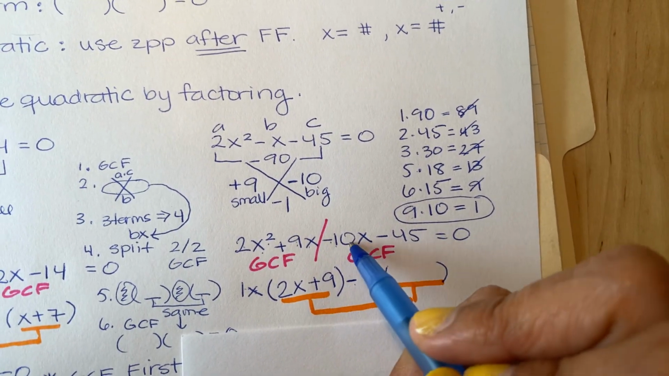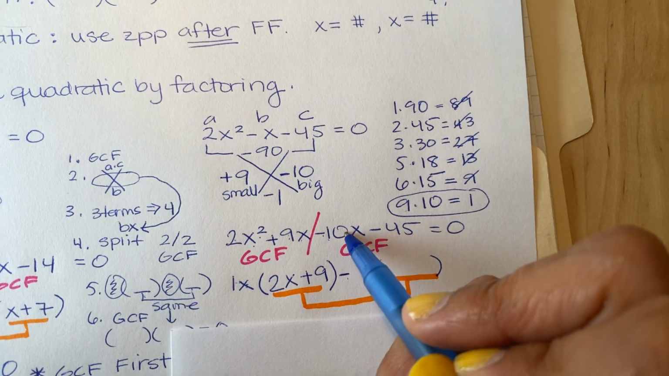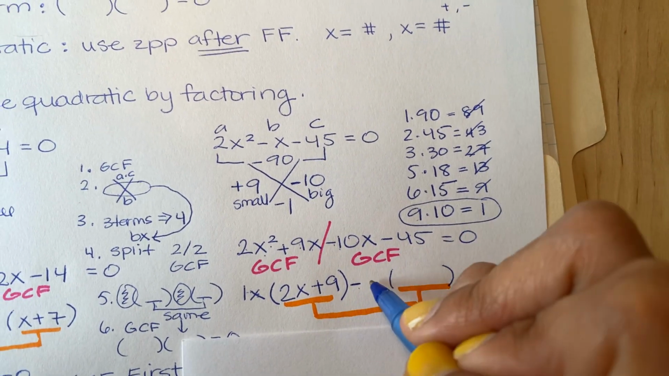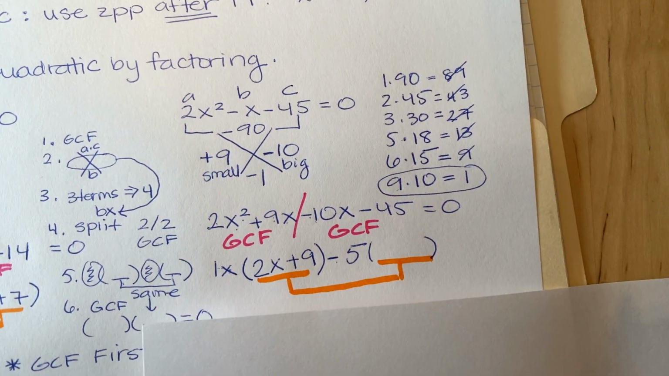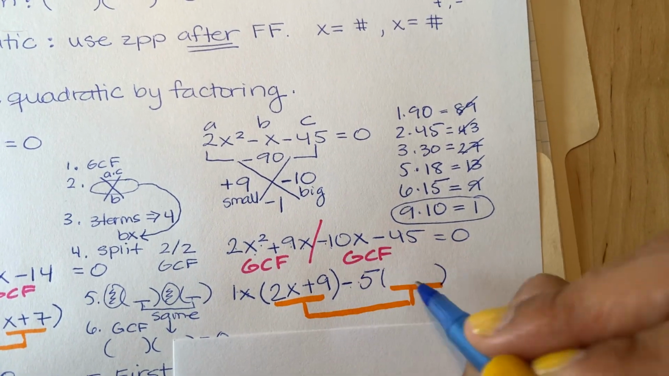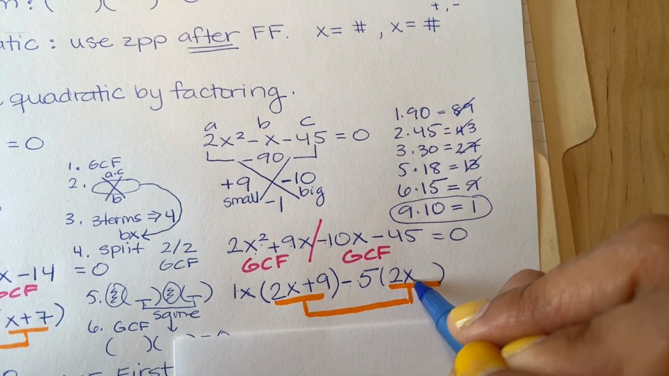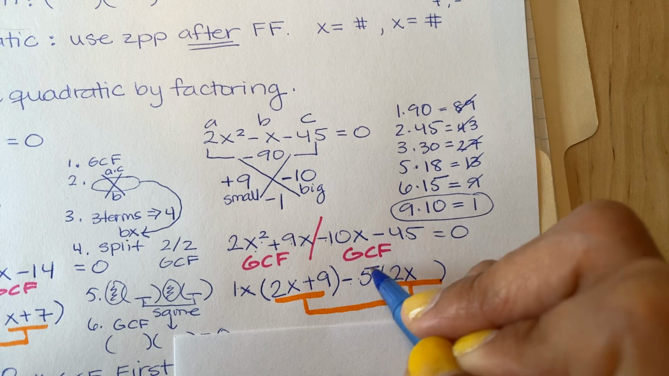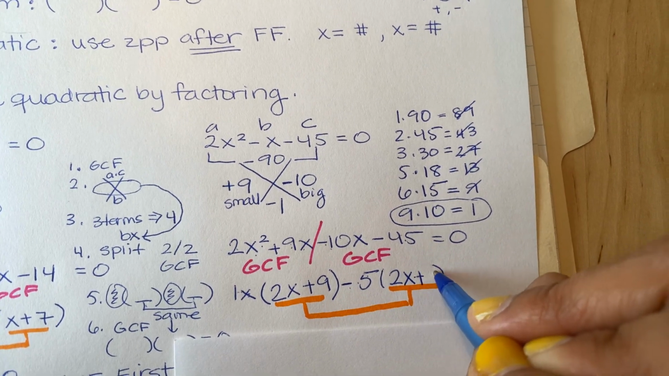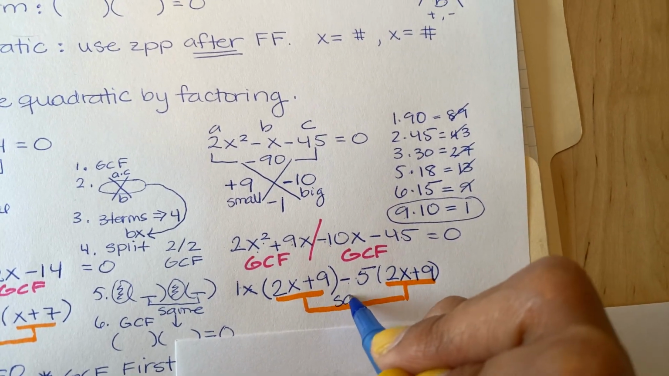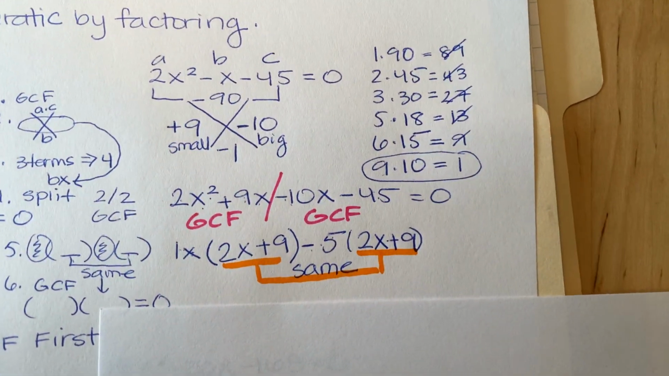Okay, 10 and 45. This is 5 and 2. This is 5 and 9. So I can remove a negative 5. So negative 10 divided by negative 5 is 2x. Negative 45 divided by negative 5 is positive 9. And notice they do match. They are the same.